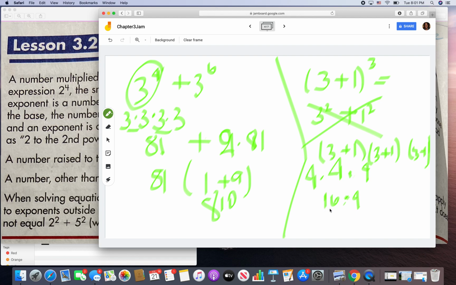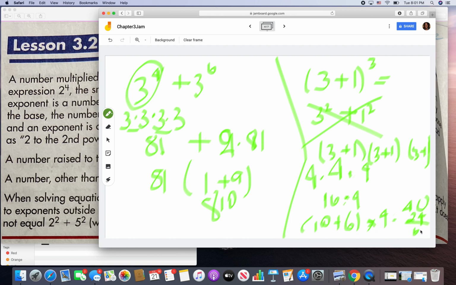Okay, let's do it together. So 16 can be written as what? 10 plus 6 times 4. So this is 40. If I multiply this times 4, I get 40, and 24, I can quickly get the answer. And I get 64. So I did use mental math.